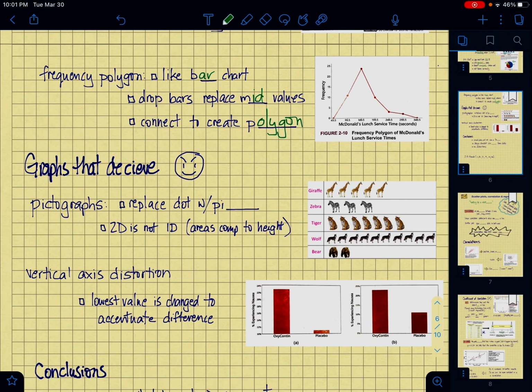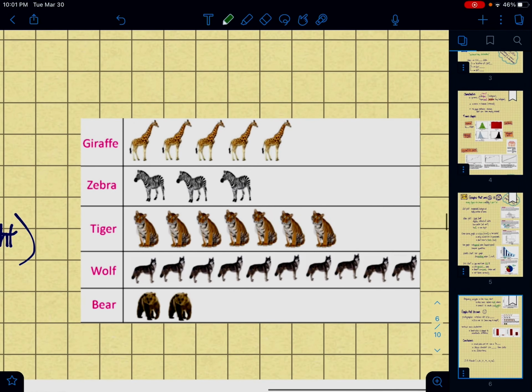All right, graphs that deceive. Hopefully by now you realize that these types of graphs may be used for little kids, but as adults who make rational decisions, this should not be done. Easiest way to see that, just make a little line of all the threes, right? And tigers, wolves, and bears, okay, but zebras, you can't do that. Yeah, there's a distortion going on. And that distortion only gets worse the more they become.